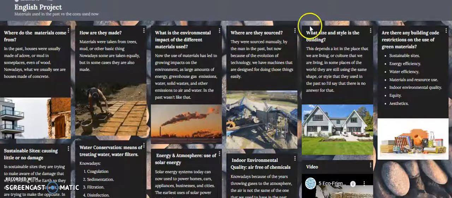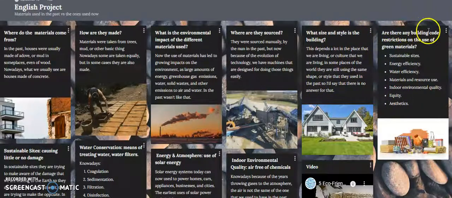What size and style is the building? This depends a lot on the place that we're living, or the culture that we are living in. In some places of the world, they're still using the same shape or style or technique that they used in the past, so I would say that there's no single answer for that.